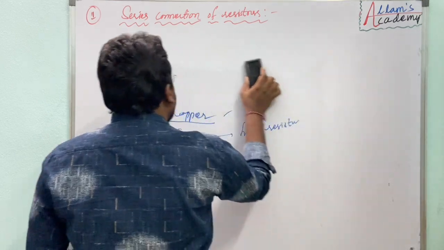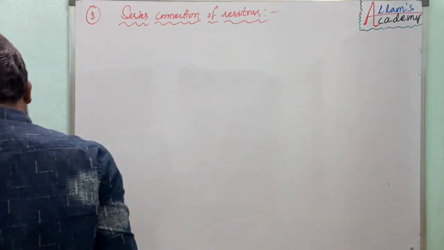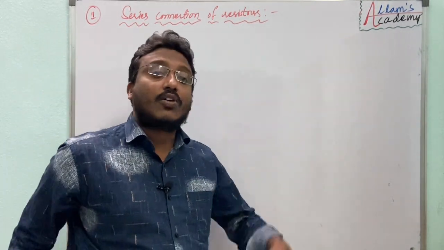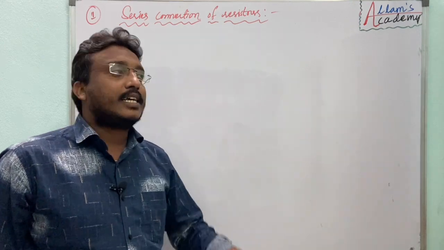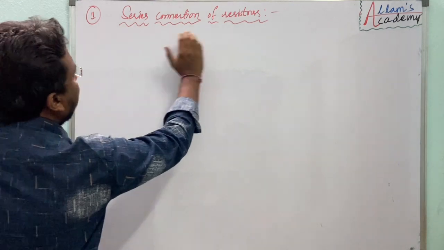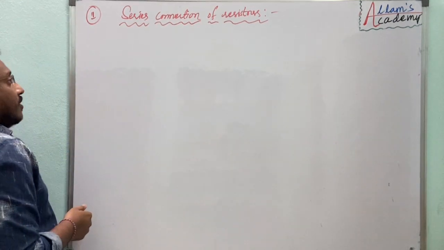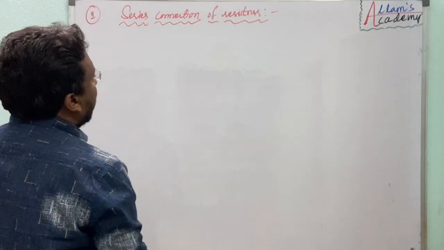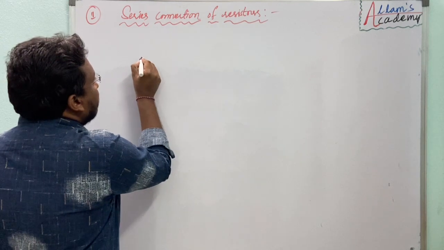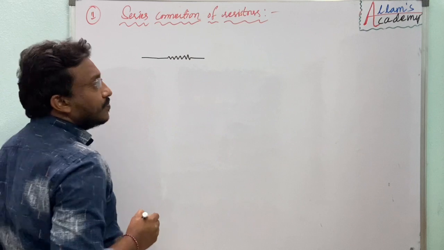Okay, a resistor is that which opposes the flow of free charges. The opposing nature of flow of free charges is called resistance, and that which opposes is called a resistor. Okay, right. So here, series connection of resistors. Sir, how can we connect all the resistors? Here, the symbol of a resistor is this.